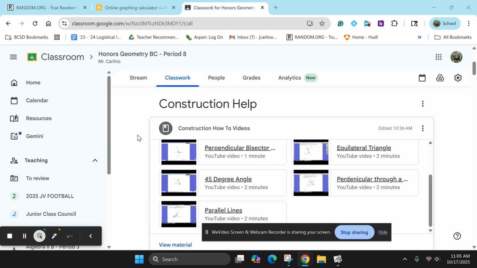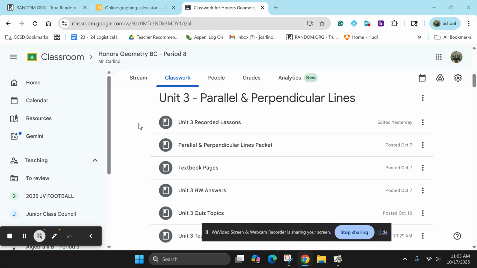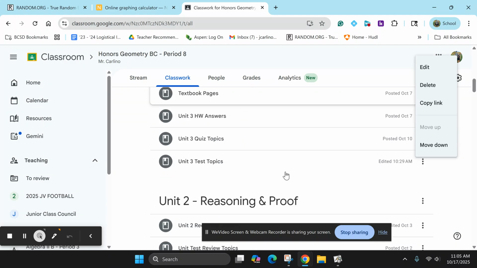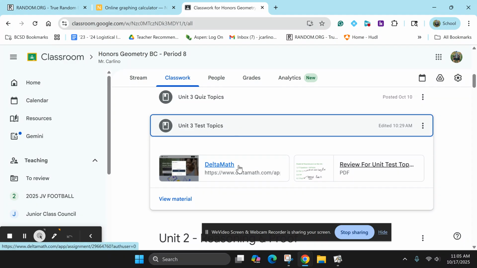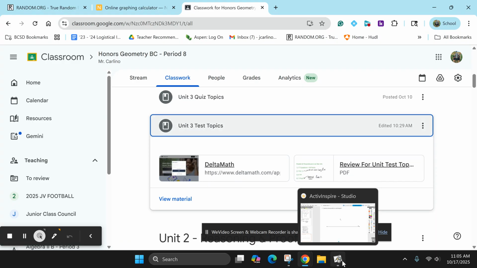Also, about the test on Wednesday, if you want to get a jump start on studying for it, I threw on the Delta Math on there, in addition to what's already in your packet. So there's a Delta Math already on there to practice for Wednesday's test. That's up to you though. I'll talk more about it on Tuesday.